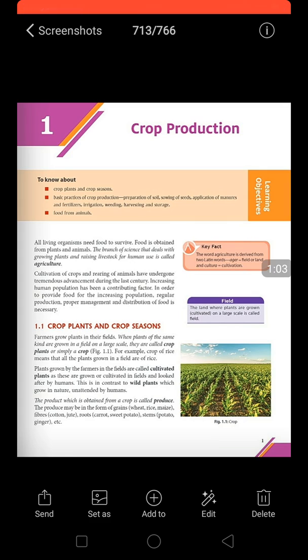And at the end of this chapter, we will study about some sources of food that are obtained from animals, like your milk, eggs, meat, and all those things.